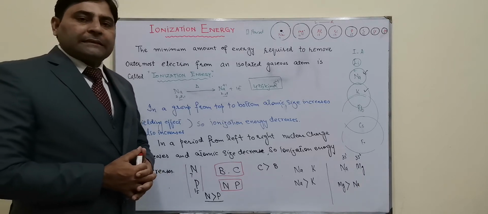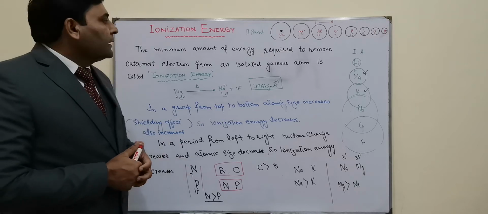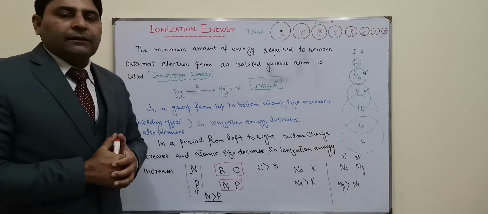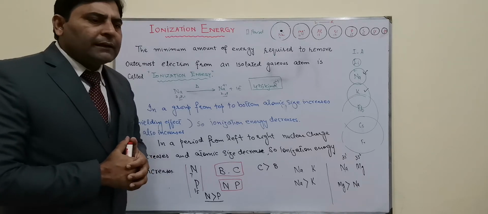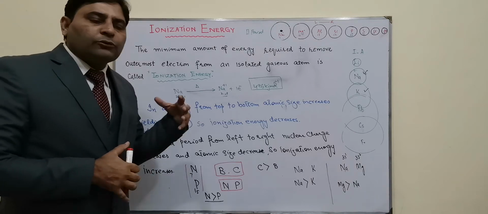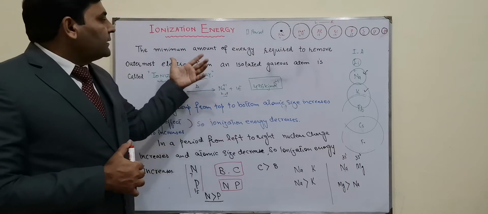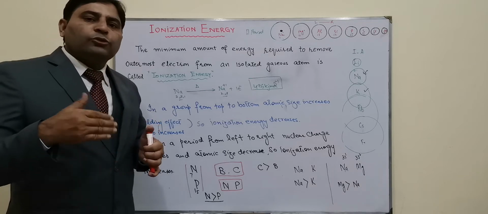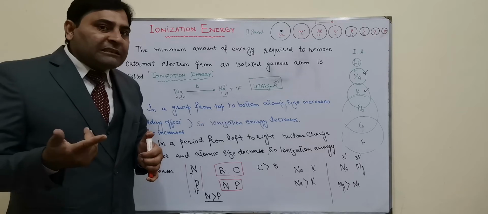As we have been discussing the periodicity of properties, or you can say the periodic table, the topic to be discussed here is ionization. What is ionization energy? It's the amount of energy required to remove an electron from its outermost shell, or you can say valence shell. It's the minimum amount of energy required to remove an electron from the outermost shell of a gaseous atom.